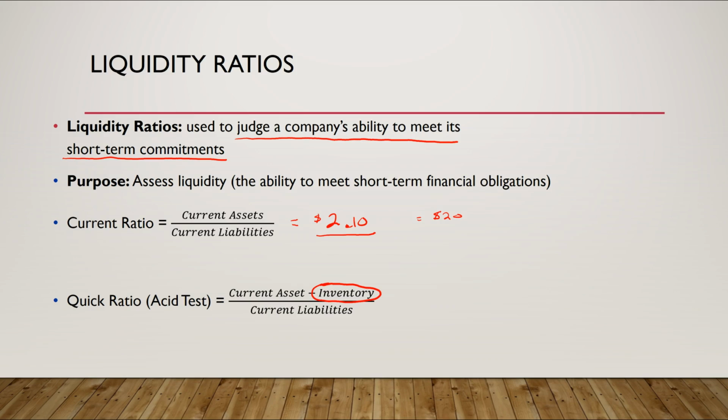Those are two real basic liquidity ratios. Remember, these liquidity ratios are used to judge a company's ability to meet its short-term commitments. And like I said, there are some other liquidity ratios, but these two, the current ratio and the quick ratio, are the two most important. I hope that helps you walk through a little bit of an understanding of what those two ratios do.